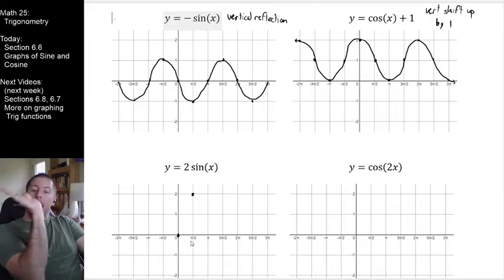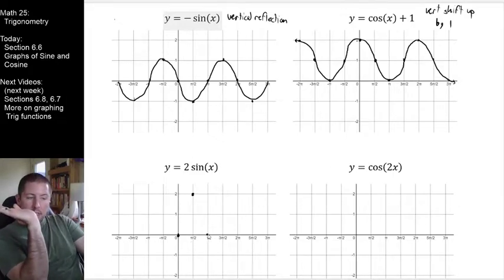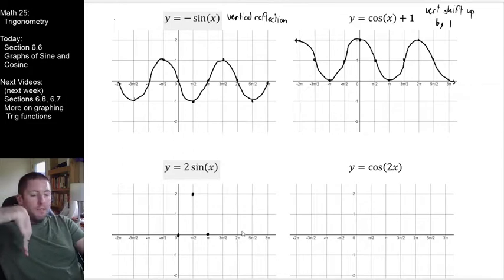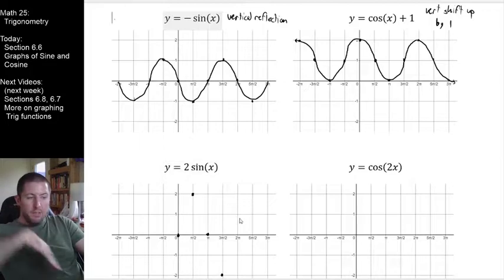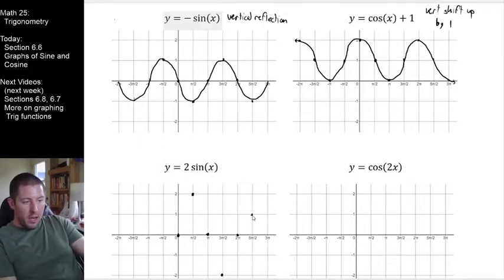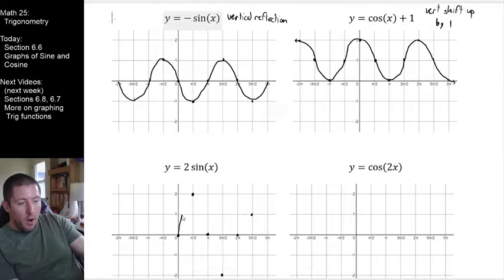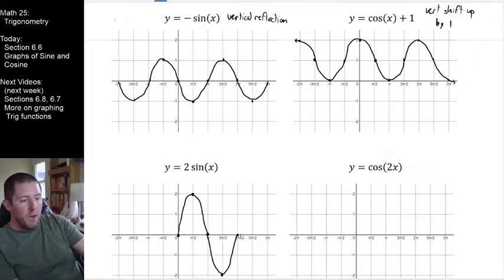Similarly, when we get to pi, we have no height, so no height times 2 is 0. When we're at 3 pi halves, our height is -1, but we're going to double that -1 to get a -2. So what we're doing here is we're taking our sine graph, and now I'm going to get the real bad drawings here, and we are stretching this thing out. All of the heights of all of the infinite number of points on this curve are all twice as far away from the x-axis as they used to be.